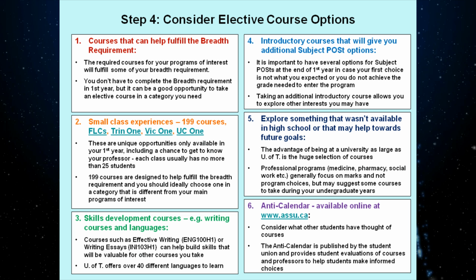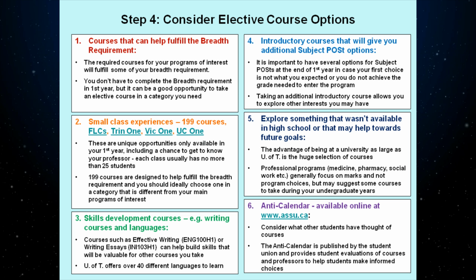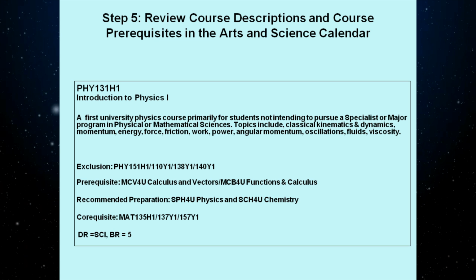Once you have compiled a list of first-year courses required for the subject post you wish to take and your elective courses, consult the calendar for detailed information on the content of these courses and the academic preparation required to enroll in these courses. Let's look at Physics 131H as an example.